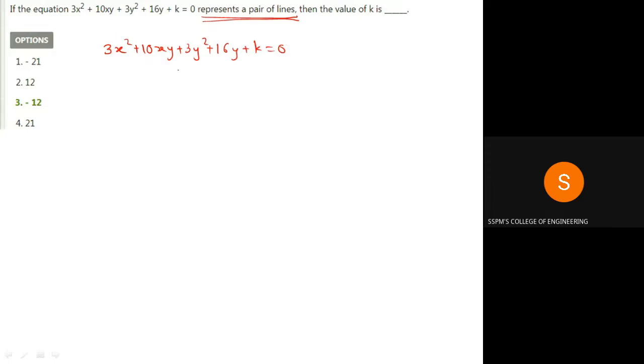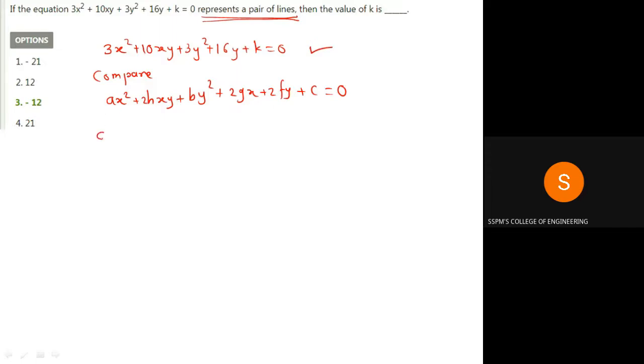Okay, we have to first compare it with the standard equation. What is the standard form? It is ax square plus 2hxy plus by square plus 2gx plus 2fy plus c is equal to 0. This is the standard form of the equation, and this equation is given in the example. Okay. So now we will compare these two equations.